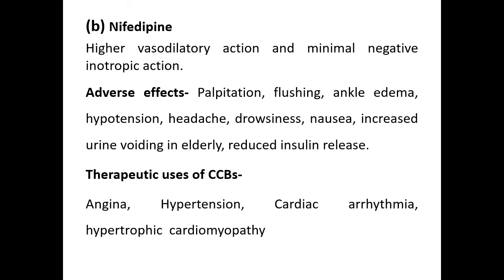Now coming to the therapeutic uses of all three classes of calcium channel blocker. They are basically used in angina pectoris, hypertension, cardiac arrhythmia, hypertrophic cardiomyopathy, and some specific drugs like verapamil are also used in migraine and leg cramps, and nifedipine is used in premature labor. So these are the four classes of the anti-angina drugs: the organic nitrates, beta blockers, potassium channel openers, and calcium channel blockers.